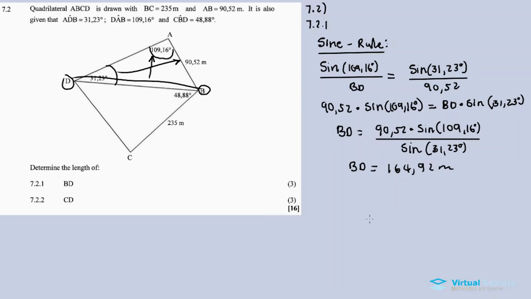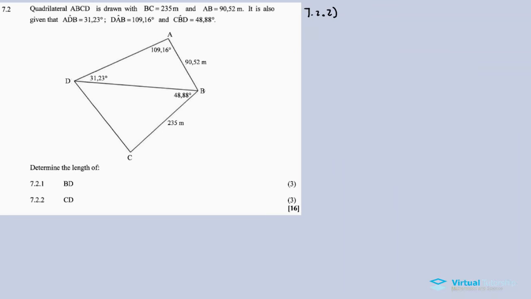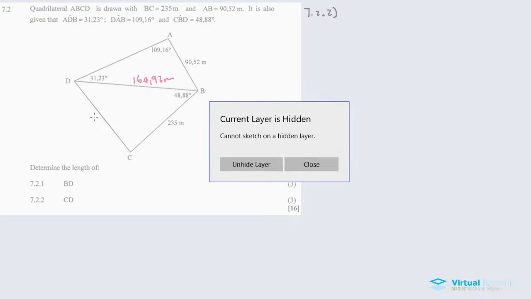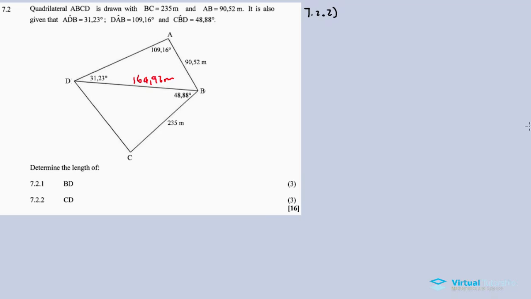Now okay, I don't think we're over yet. For 7.2.2, let me erase, then we calculate CD. Let's go. All right, 7.2.2, determine the length of CD. Remember we have just calculated BD. Now I want the length CD, this length, boom, this length. So this time around we have no choice but to use triangle number 2. We must use this triangle. Why?